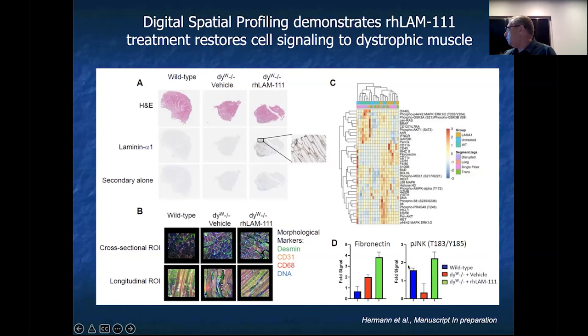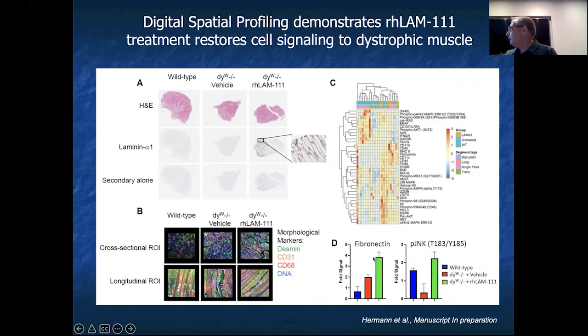So this is the normal unaffected mouse. This is the diseased mouse without any treatment. And this is the mouse with treatment. And you can see laminin restored it pretty much back. And this is called P-JNK, which is part of a pathway in muscle, restored completely back to normal. And this is only with 48 hours of treatment. So very rapidly, we restore the muscle back to a sort of homeostasis, its normal, much better state.